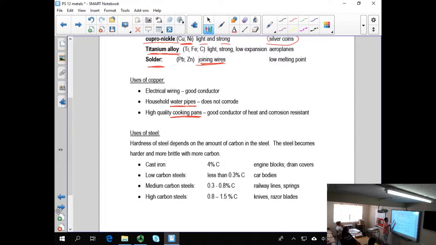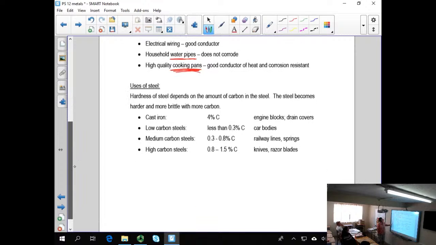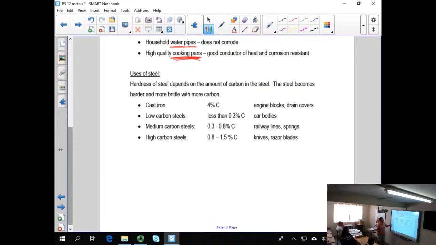So, copper then: high-quality cooking pans. It's a good conductor of heat, and it will not rust or corrode. Steel, people, is a very useful metal. One of the parameters that they use to measure the industrialization of a country is how much steel is used per year, because the use of steel is indicative of building structures, producing things. So steel, people, very useful.